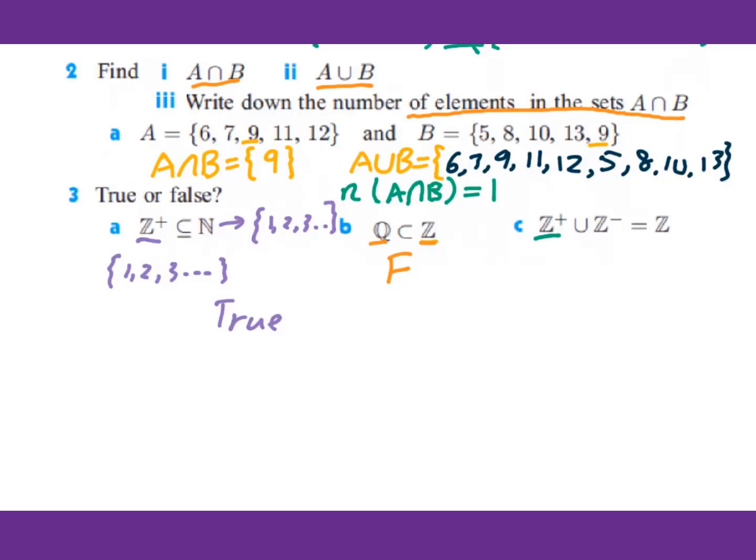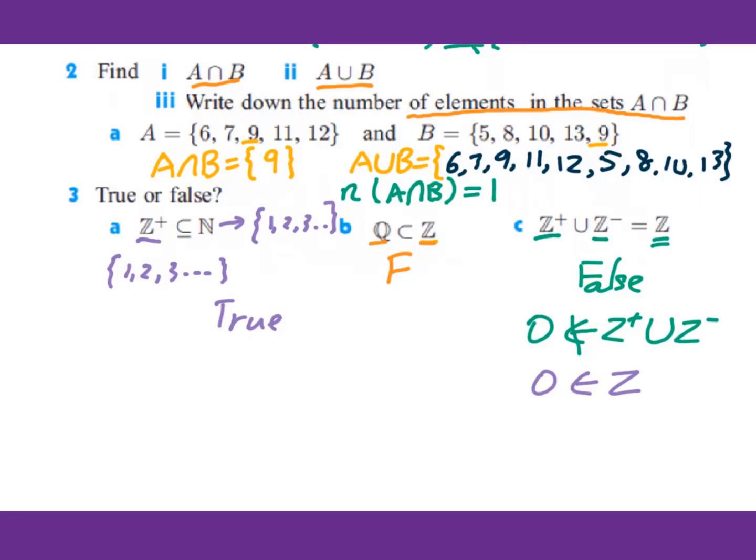Positive integer set union negative integer set is equal to all integer set. It's false, because 0 is not an element of Z plus union Z minus. 0 is an element of integer set Z.